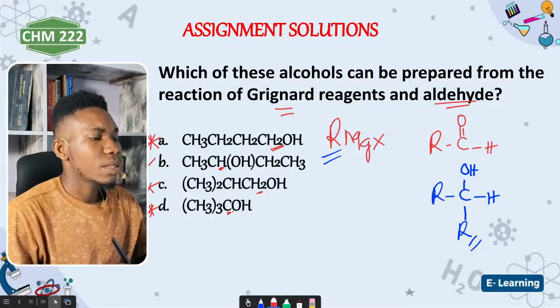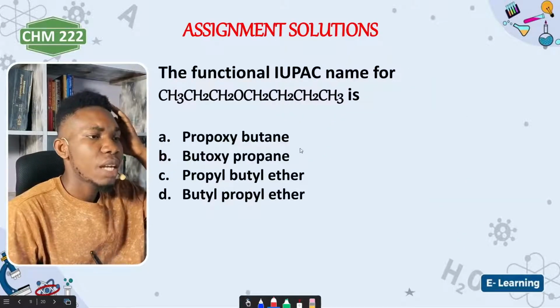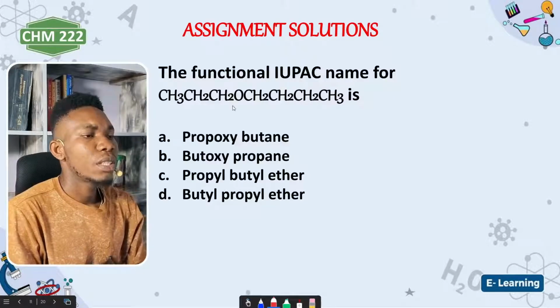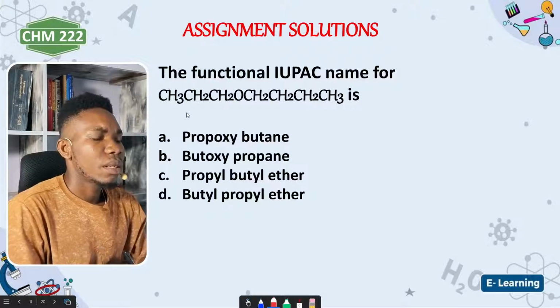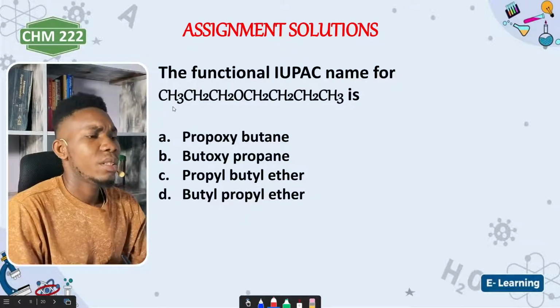All right, so let us see the next one. The functional IUPAC name for this compound. What do you think is the functional IUPAC name for this compound? I thought I've answered all these questions. Okay, let me just answer them again.